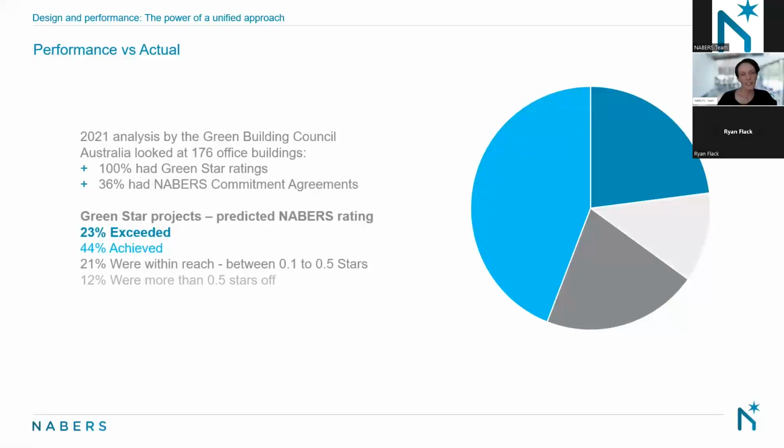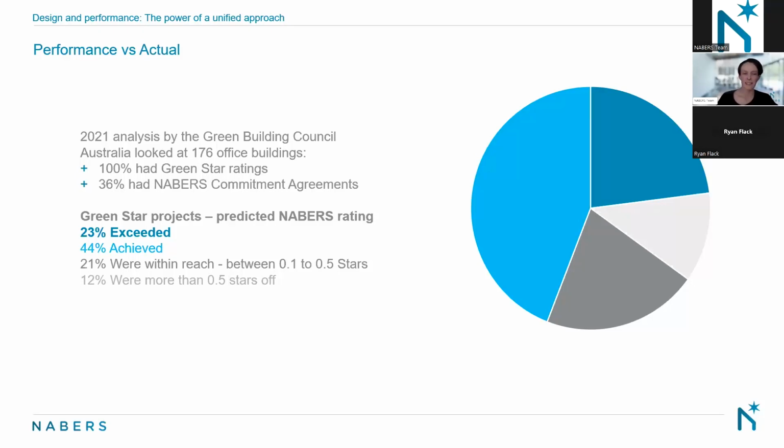So in terms of the data from that project, this is the entire data set. This is all 176 office buildings in the study. 23% exceeded the target. That's pretty amazing, that's really exciting. And 44% achieved their target. So that's our 67% doing great things. 21% missed the mark, but actually weren't that far off. So with a little bit of tweaking and tuning, they're likely to get there at some point.